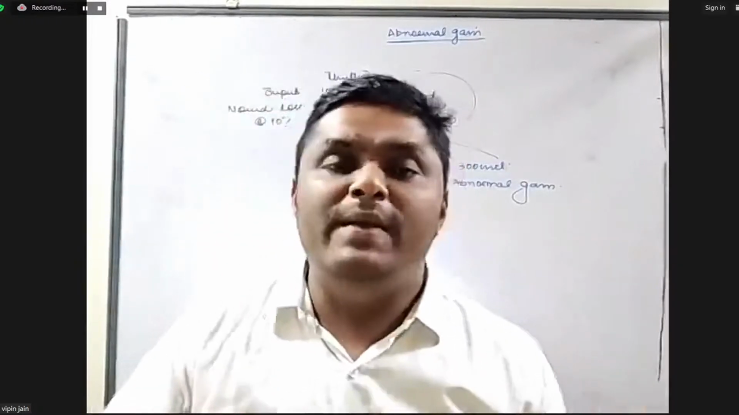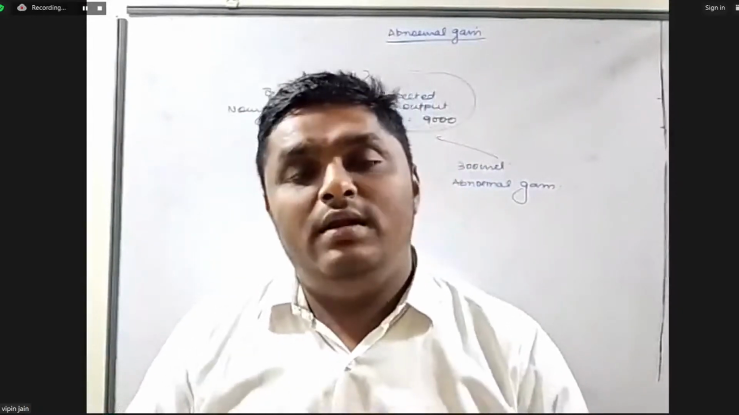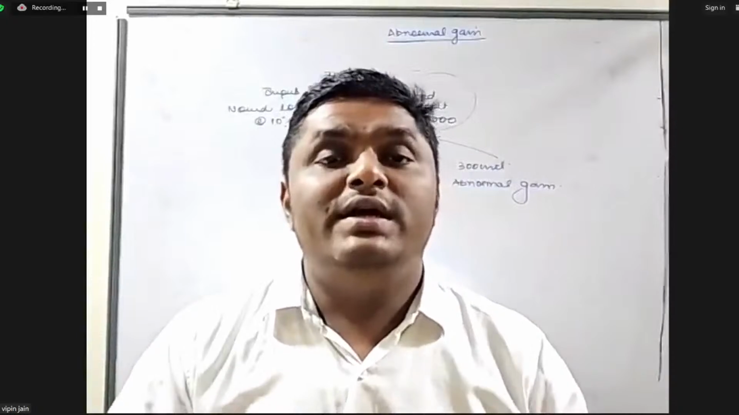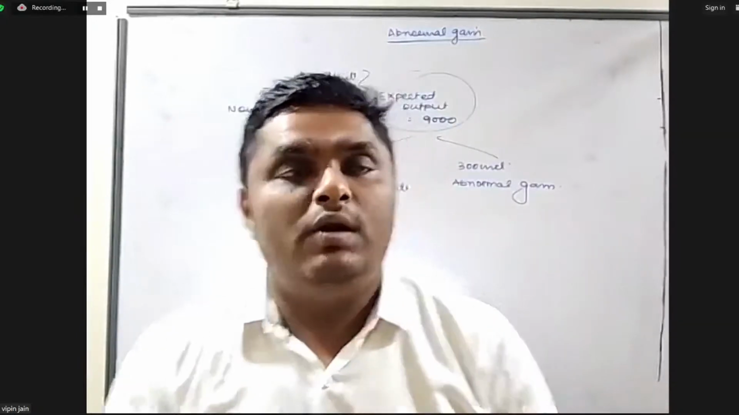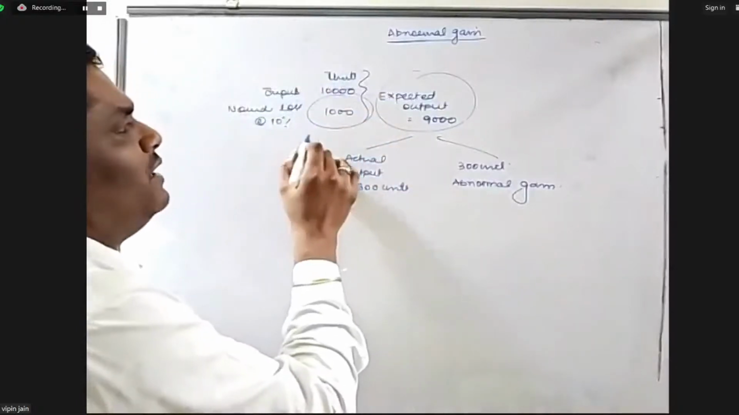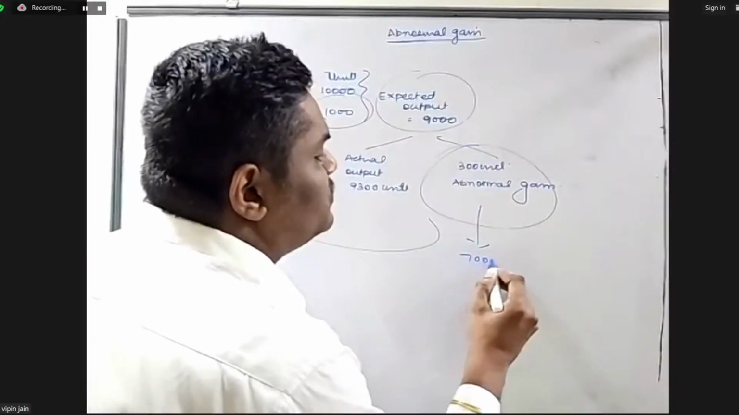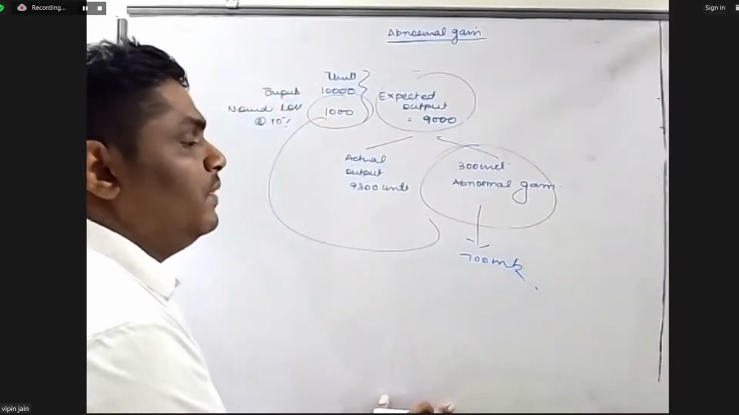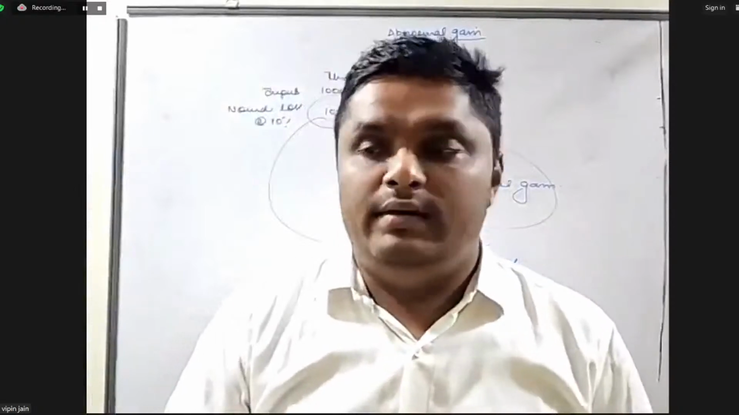Yes, we can say it may be due to wrong estimation of normal loss, or another term we can use is that it's a saving in normal loss. Actually, normal loss hua kitna? We were predicting a normal loss of 1000 units. However, my net units that are sold in the market is only 700 units. Because 300 units ka loss hua hi nahi. It's an abnormal gain.